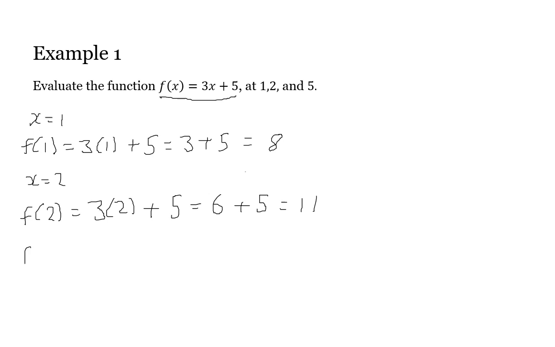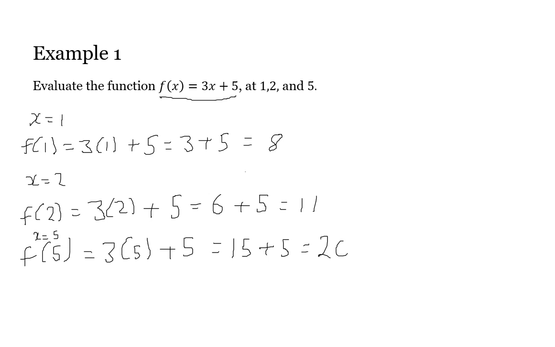And the next is f of 5, that is at x equal to 5. For this one, we have 3 times 5 plus 5. And 3 times 5 will give us 15, plus 5, and this will give 20.